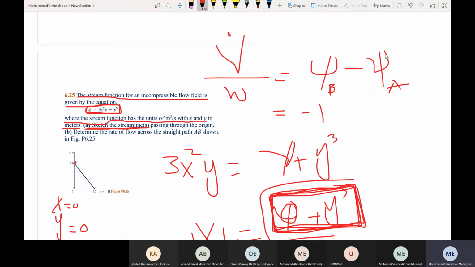And then psi A. Here, this is the point A, 1, 0. So substitute y as 0, here 0, here 0. So it's going to be 0 minus 0. So it is minus 1 meter squared per second. This is the volumetric flow rate per unit width. If he gives you the width now is 3 or the width now is 4, multiply by the width and you are going to get the actual volumetric flow rate.